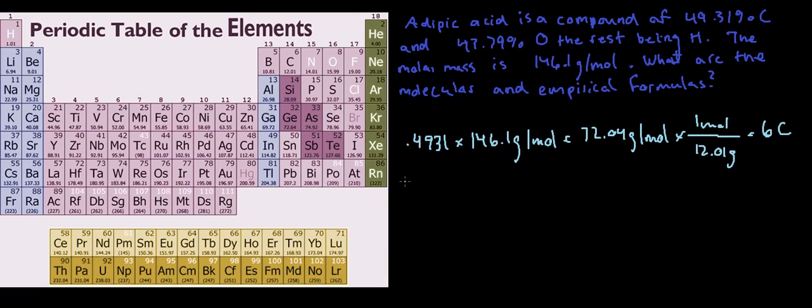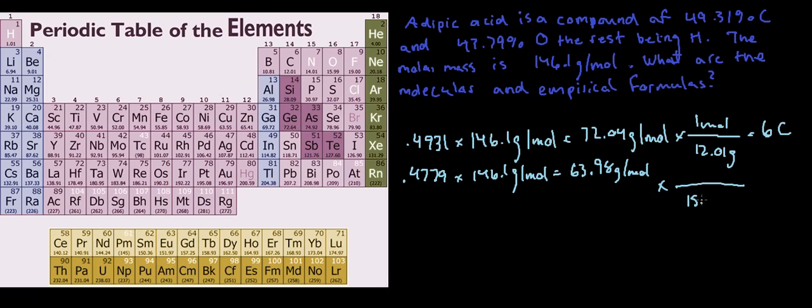So next I'm going to do oxygen. Convert this into a decimal, 0.4779 times the same molar mass, and I get 63.98. And now I do the same operation, dividing by the molar mass of oxygen, and this gives me 4 oxygens.